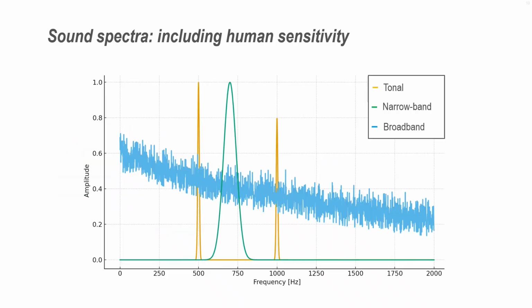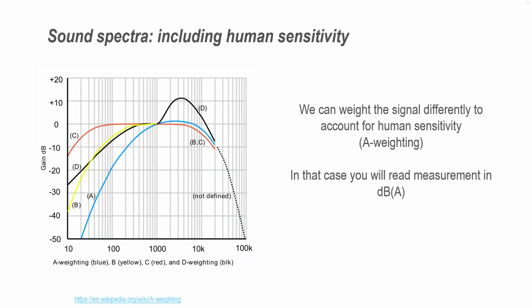When we examine some spectra, we can distinguish between tonal contributions, broadband contributions, and narrowband contributions. Because human hearing is not equally sensitive across all frequencies, we often weight the signal. The most common approach is the A weighting, which adjusts the spectrum to better reflect human perception. In this case, measurements are reported in decibel A, or dBA.